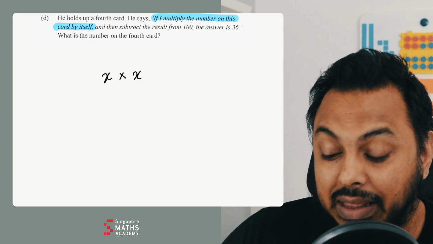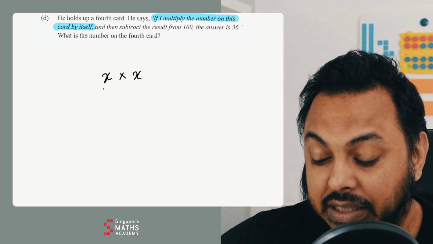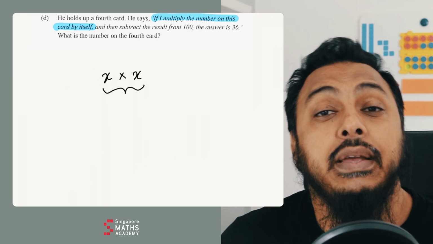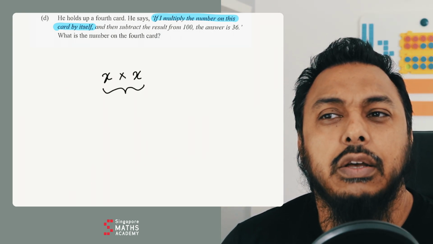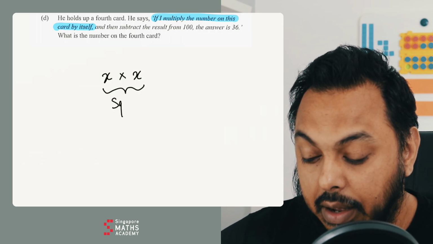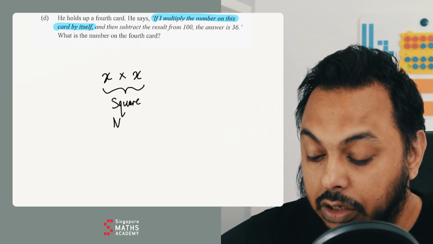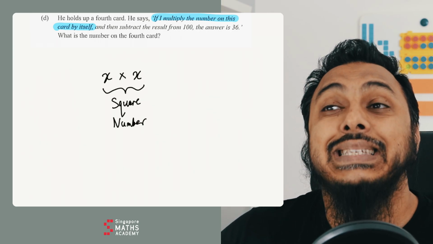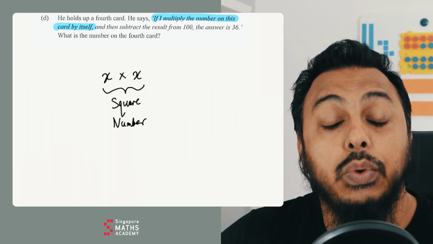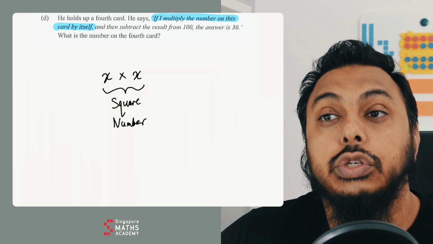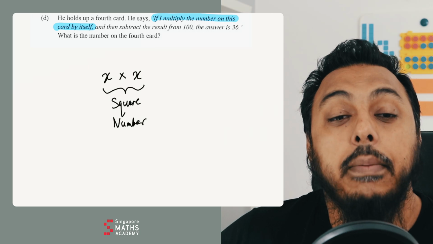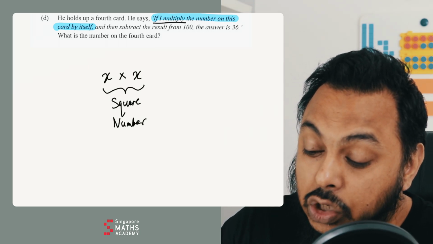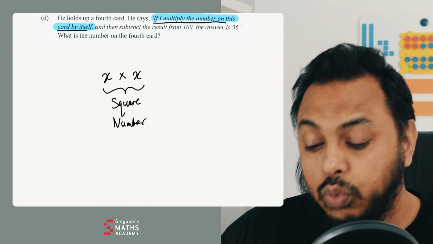Now, before I think about anything else, multiplying by itself gives me a specific type of number, right? Do you know what type of number it gives me? Anything multiplied by itself gives me a square number, right? So 5 times 5 is 25. 25 is a square number. 6 times 6 is 36. 36 is a square number. 10 times 10 is 100. 100 is a square number. So anytime I multiply anything by itself, it's going to be a square number. And so I know this initial part just tells me that I've got a square number.